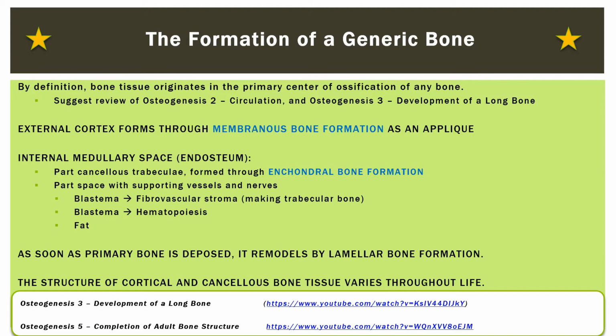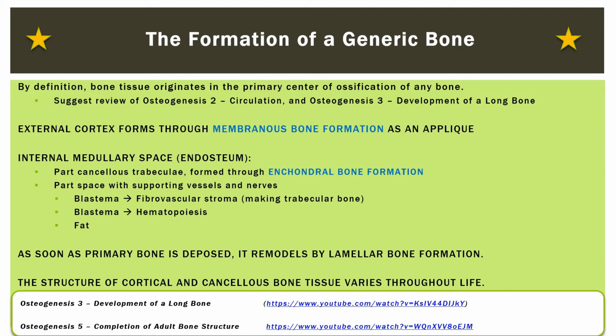In the simplest of terms, the external cortex forms through membranous bone formation as an applique around the bone model, be it cartilage for most of the skeleton or membranous for the skull, facial bones, and clavicle. The internal medullary space is termed the endosteum. In the center of the PCO, primary trabeculi are formed through enchondral bone formation.